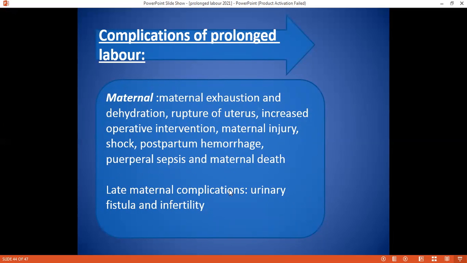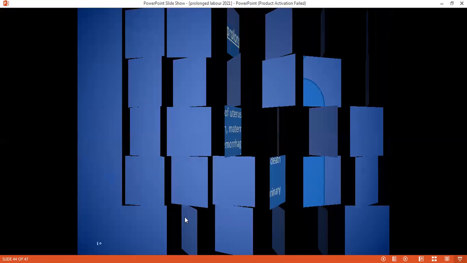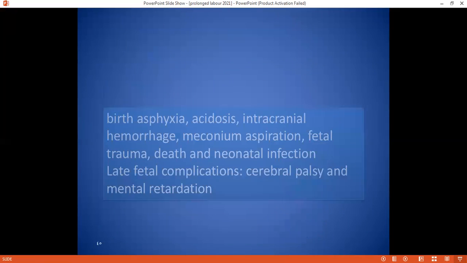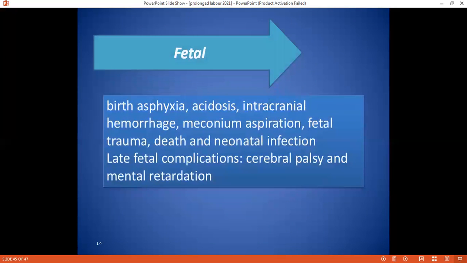Late maternal complications: urinary fistula due to pressure on the bladder for a long time that will cause necrosis of the bladder, and infertility due to infection and damage to the tubes. Birth asphyxia, these are the fetal complications: acidosis, intracranial hemorrhage due to pressure on the fetal head, meconium aspiration, fetal trauma, death, and neonatal infection. Late fetal complications may be cerebral palsy and mental retardation due to the trauma on the fetal head.